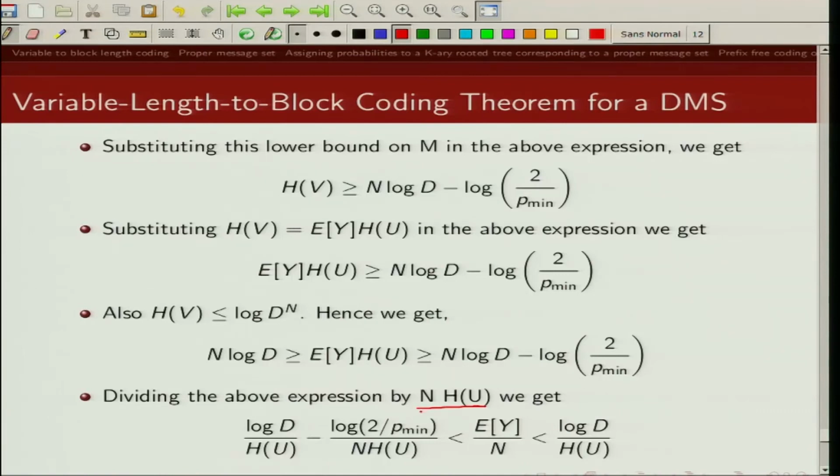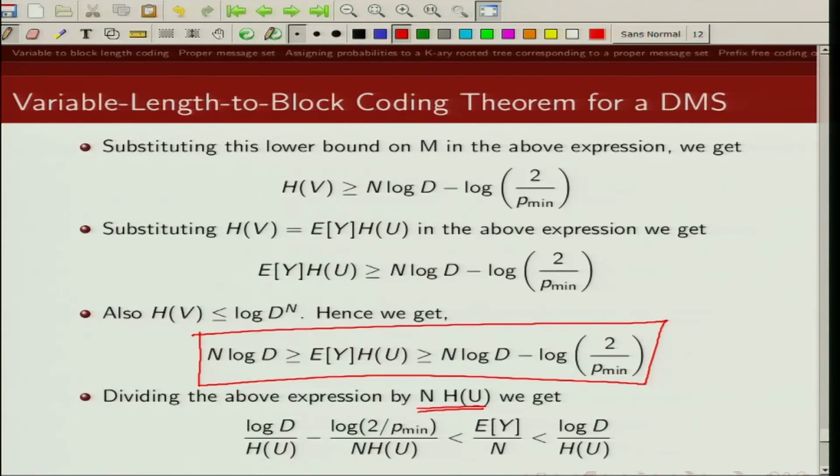Next I divide this expression by n times H of u, and what I get is this relation. So this will give me a lower bound on the expected value of y given n, as well as an upper bound on the expected value of y given n. So for a proper message set, what we have come up with is bounds on the average input message length divided by the output message length.